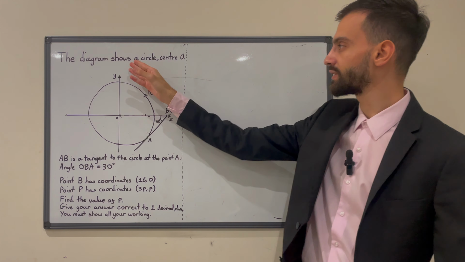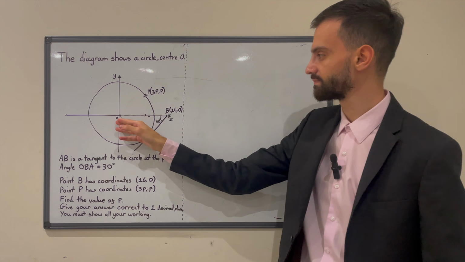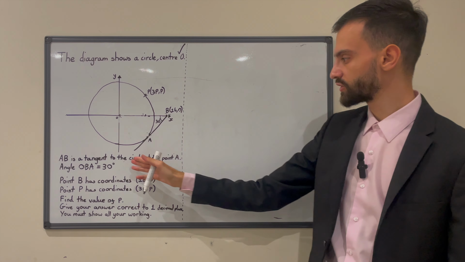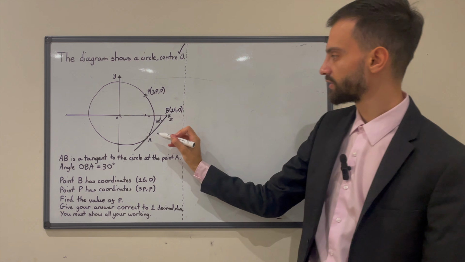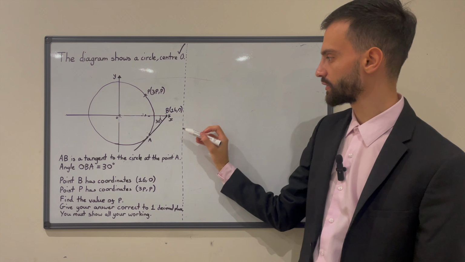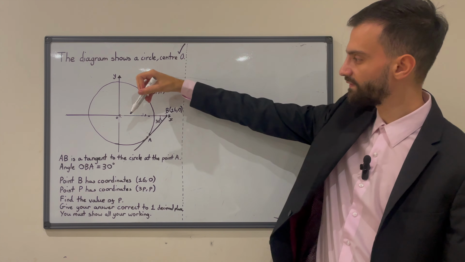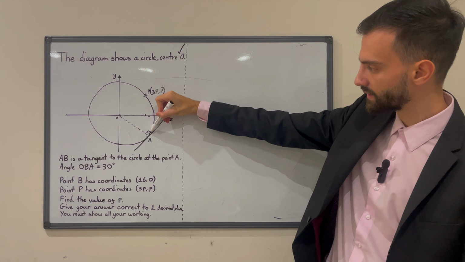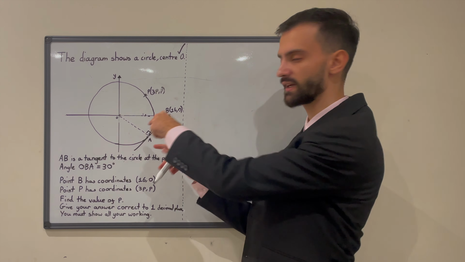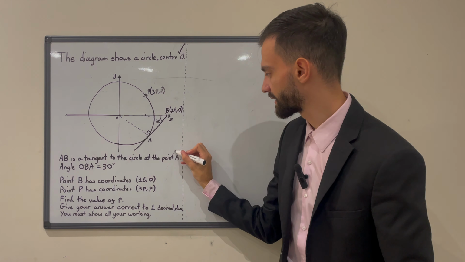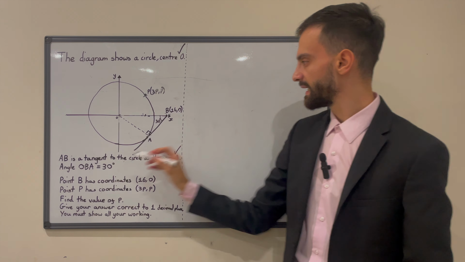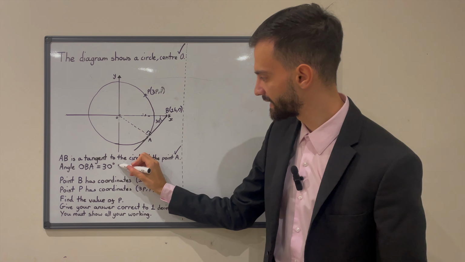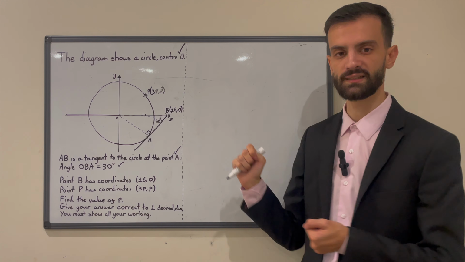We have over here a diagram showing a circle of centre O, which we can see here, and we'll take that off. AB is a tangent to the circle at the point A, so A and B over here, tangent to the circle at point A, and I can draw that visually with a right angle here. That's what it would be to show a tangent to the line. And let's take that off. OBA, O to B to A, is an angle of 30 degrees.